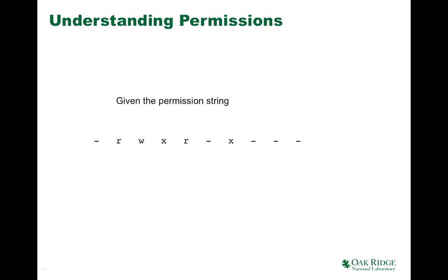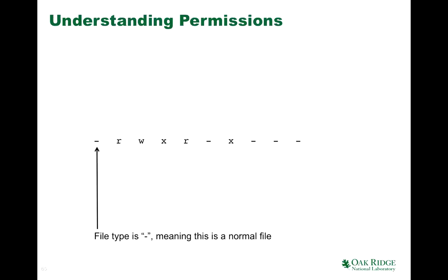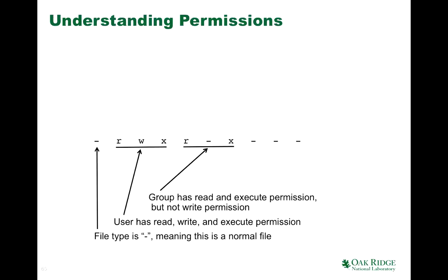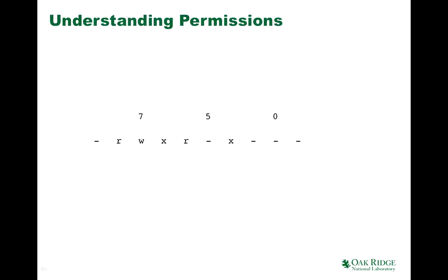So a little more on understanding permissions, just to try to reiterate this one other way. Given the permission string that I have right there, dash rwx, r-x, dash dash dash. That file type is a hyphen, meaning that this is a normal file. The user has read, write, and execute permission. Group has read and execute, but not write. And other has no permissions. So again, for user, that's 4 plus 2 plus 1, which is 7. For group, it's 4 plus 1, which is 5. And for other, it is 0. So there are your 2 representations of that permission. It's 750 or the longer string that you see.